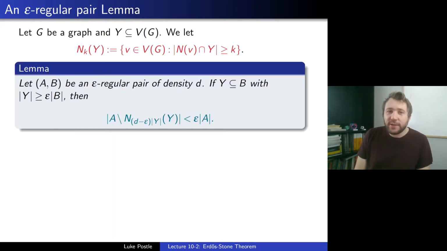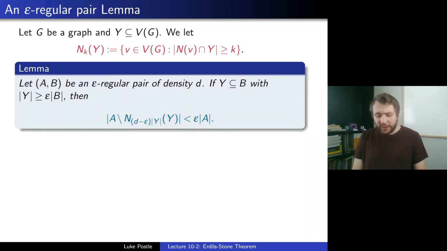So given that notation, here's a nice lemma. Let (A,B) be an epsilon regular pair of density d, so of course I mean, in some regularity graph R for some graph G, but let me ignore that. Then if Y is a subset of B, with Y being large, so at least epsilon times B, then we claim that if you take A and remove N_{(d-epsilon)|Y|}(Y), that's the vertices with at least (d-epsilon)|Y| neighbors in Y, then that set is at most epsilon|A|. So in words, this is saying that there are fewer than epsilon|A| vertices that have strictly fewer than (d-epsilon)|Y| neighbors in Y.